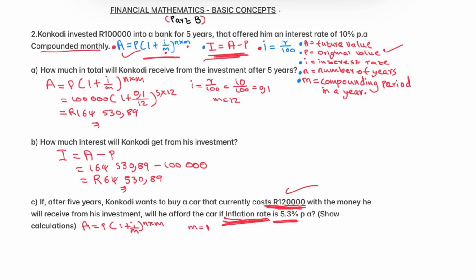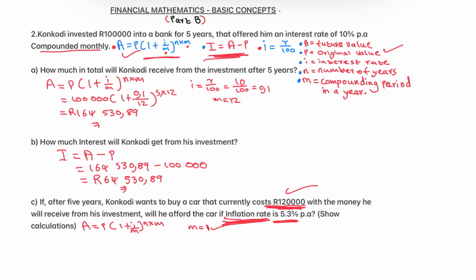It will always be compounded annually. Annually means yearly, every year. Inflation always will be compounded annually. So M will always be 1, right? Always for inflation rate. So this is for always. Clear? So I'm going to be like, oh, my M is already 1.